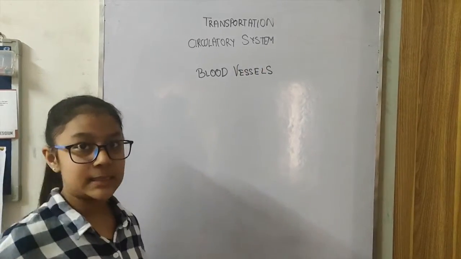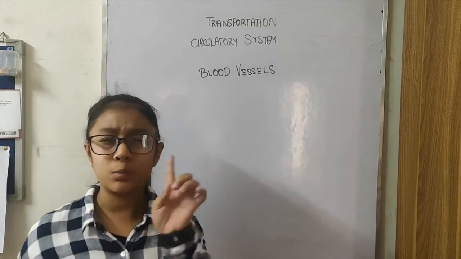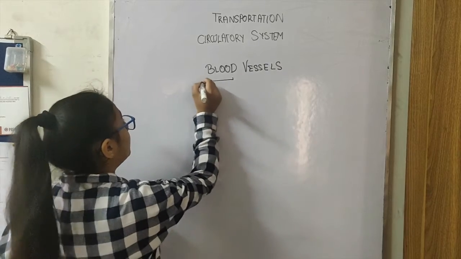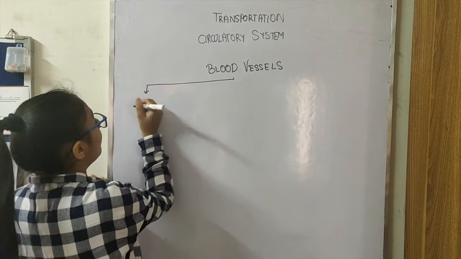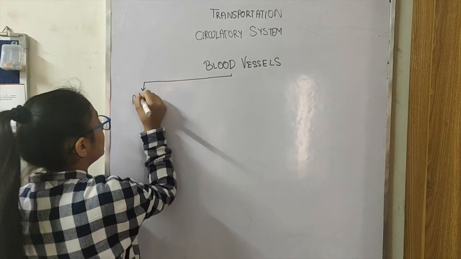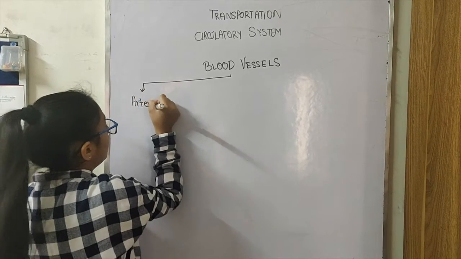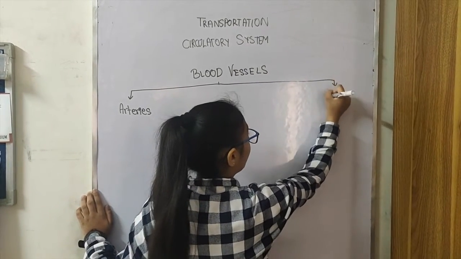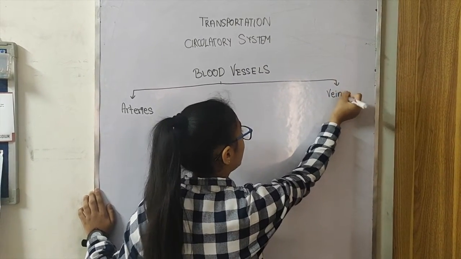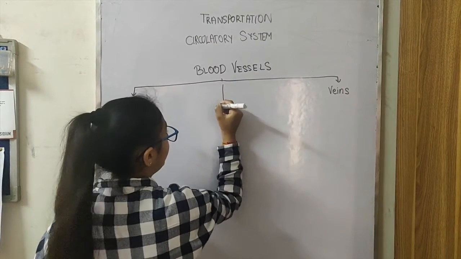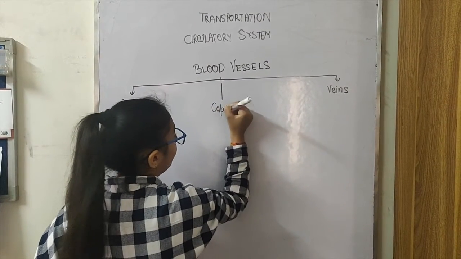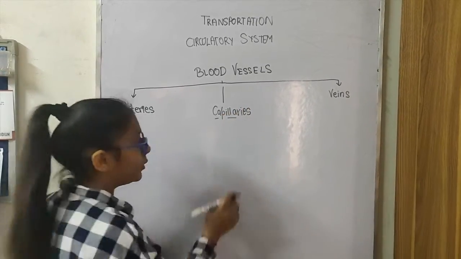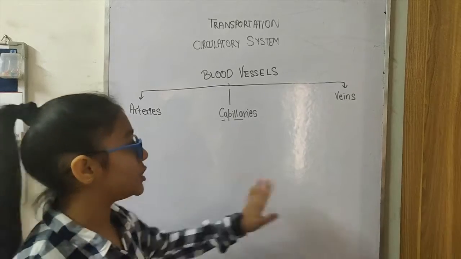Blood vessels. In our circulatory system, there's not only one type of blood vessel, there are three different types. We're going to write them like this. One is our arteries. Other is our veins. And finally, in the middle, we have capillaries. We're going to know this in the last. Let's start with arteries and veins.